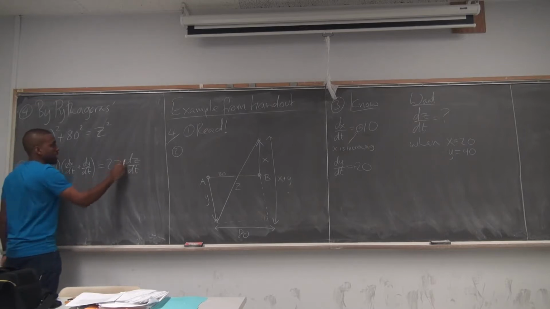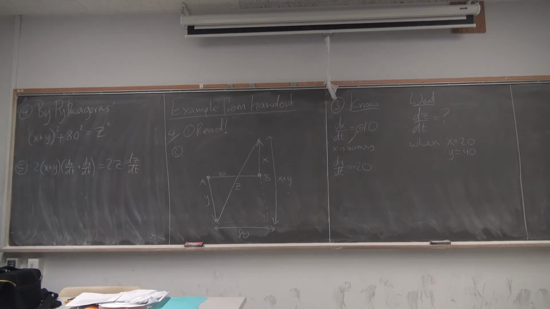Now, this is the guy I want to find, right? X and y I already know. Dx dt and dy dt I already know. What about z? We need z. How do we find it?